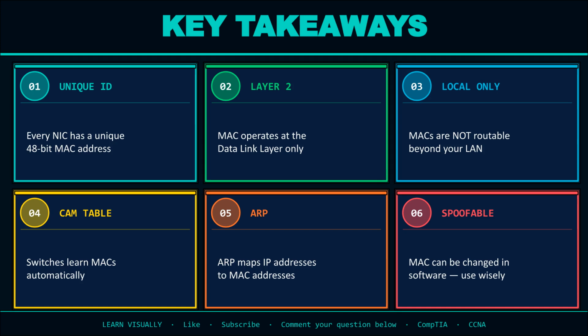As key takeaways, remember that MAC addresses are a unique 48-bit ID operating at layer 2. They are local only, and switches learn them automatically in the CAM table. ARP links IP to MAC, and MAC addresses are spoofable.